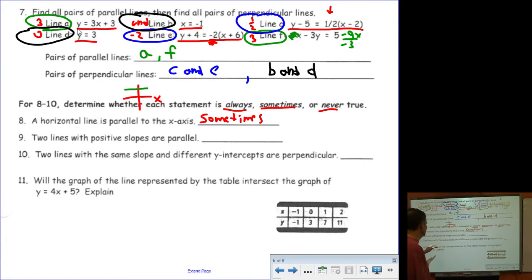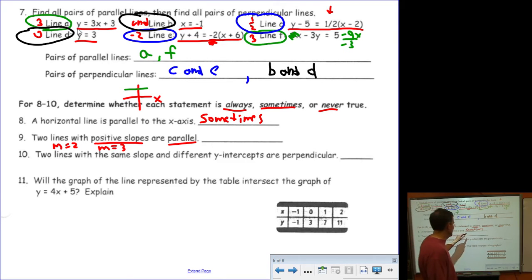Number 2, two lines with positive slopes are parallel. No, you could have a line with a slope of 2 and a line with a slope of 3, and they would not be parallel, even though they both have positive slopes. But you could also have two lines with a slope of 2, so I guess that would also be sometimes. If they're the same positive number, they are parallel, and if they're not, they're not.